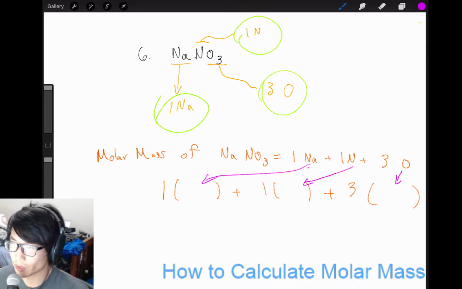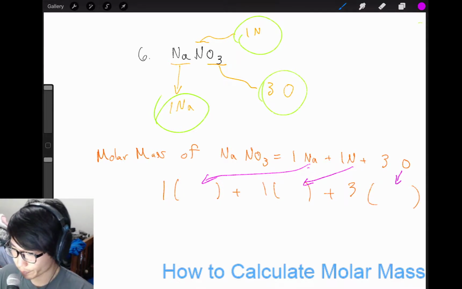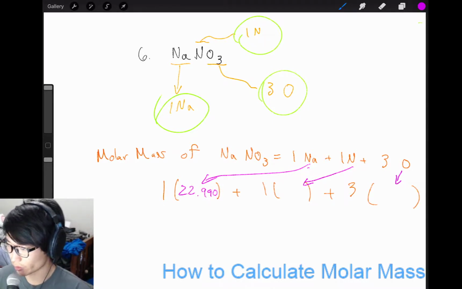So I'm going to look at my periodic table and figure out what those masses are. For this first one, it's going to be 22.990. The mass of my nitrogen is going to be 14.007. And then the mass of my oxygen is going to be 15.999.